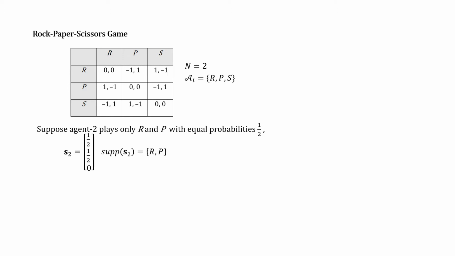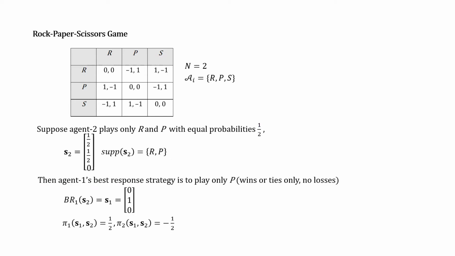Now suppose agent 2 plays only rock and paper with equal probability of half and never plays scissors. In that case, what's agent 1's best response?